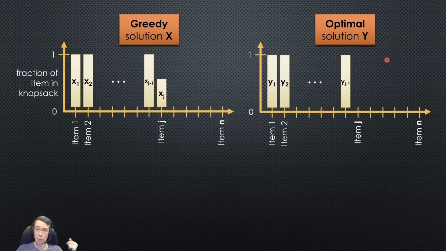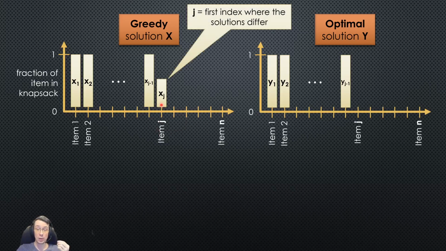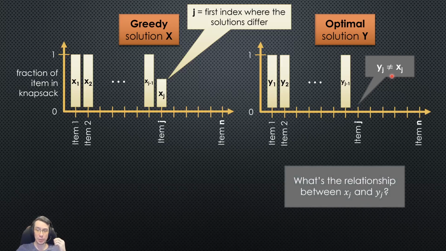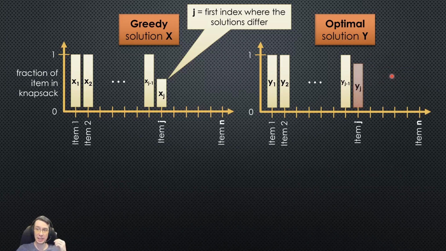And here's the optimal solution y, the solution we've assumed exists and is optimal and is different from x. And note, we chose j. J is defined as the first location where these two differ, right? So up to j minus 1, these two solutions are identical. They take the same items in the same proportions. Now, yj is not equal to xj. We certainly know that by definition of j. But can we know something more? What's the relationship between xj and yj? In particular, could yj be greater than xj?